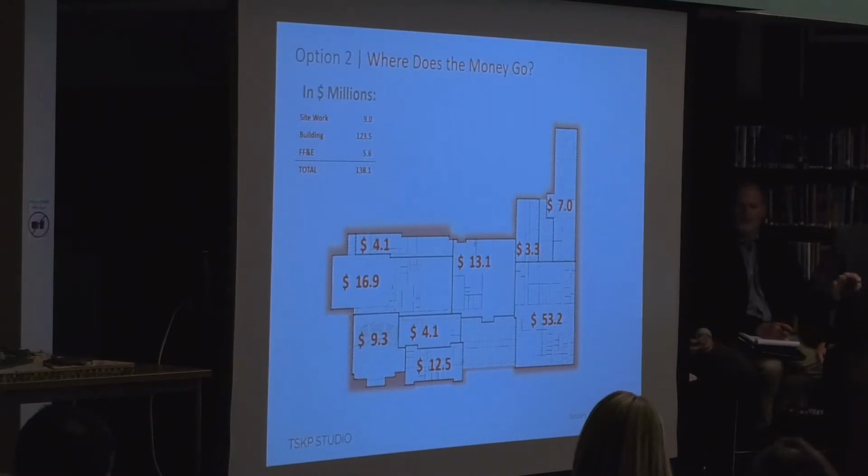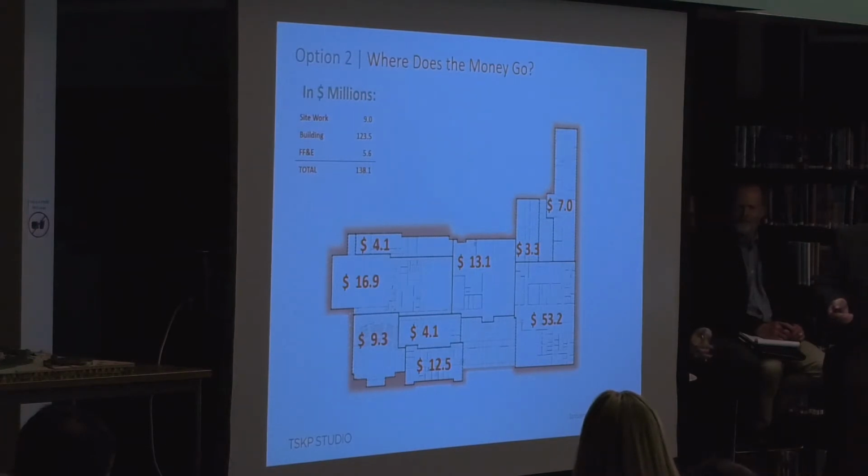And here you can see an allocation of monies to different areas. In the upper left-hand corner, you'll see a chart that shows so much for site work, so much for building, and so much for FF&E, which stands for furniture, fixtures, and equipment. That's a budget derived by CSG. That's how the total of $138.1 million is done.